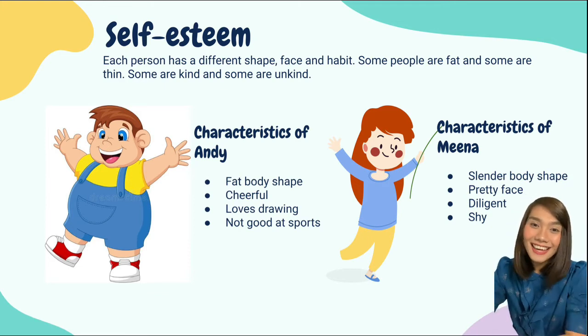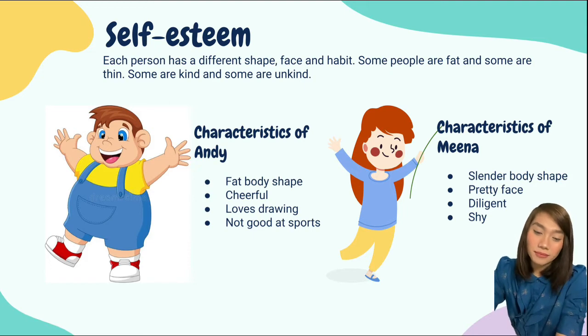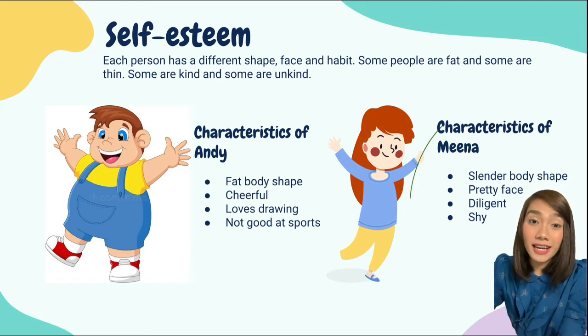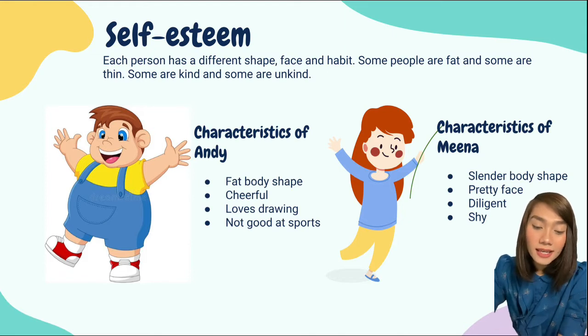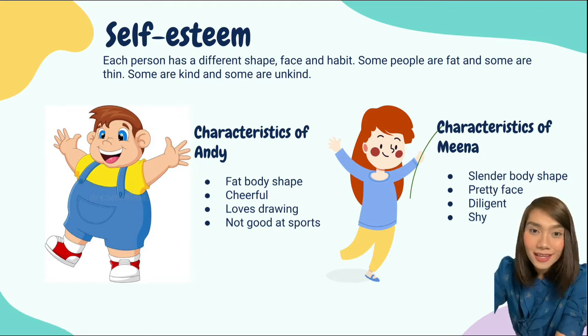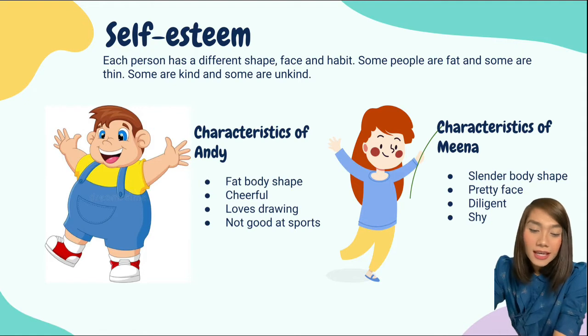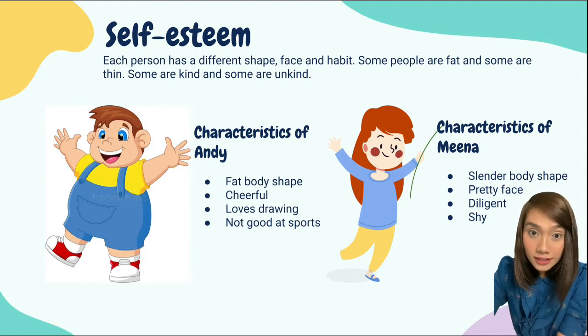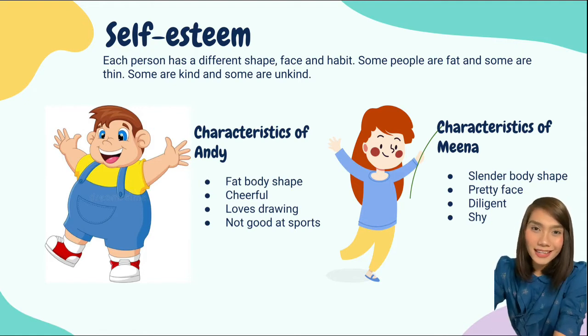Okay? Now, first, let's talk about the characteristics of Andy. As you can see, he has a fat body shape. Next, he's also cheerful. As you can see in the picture, he's very happy. He loves drawing. And last, he's not good at sports. Why do you think that Andy is not good at sports?